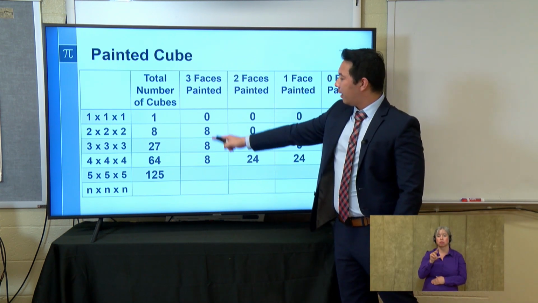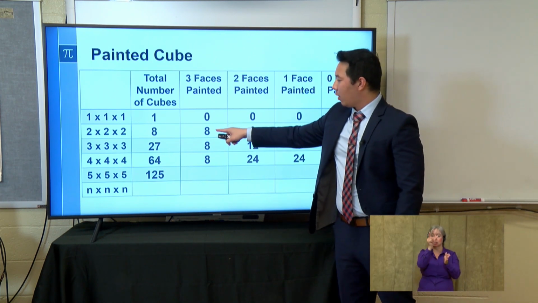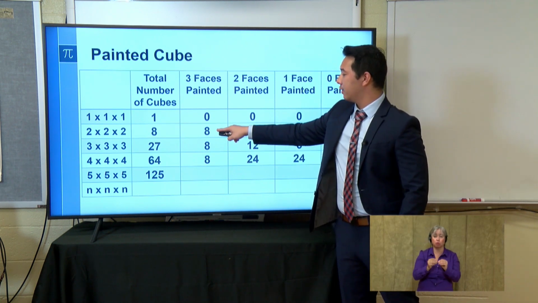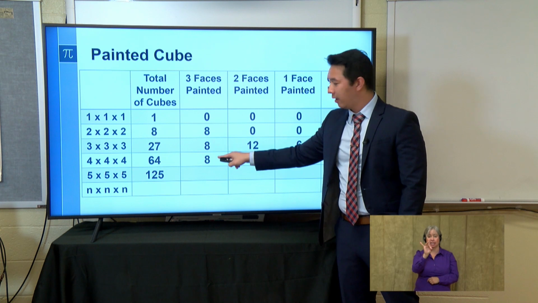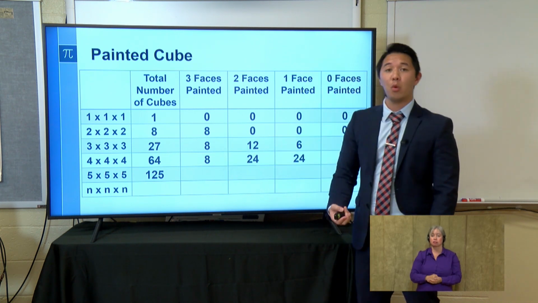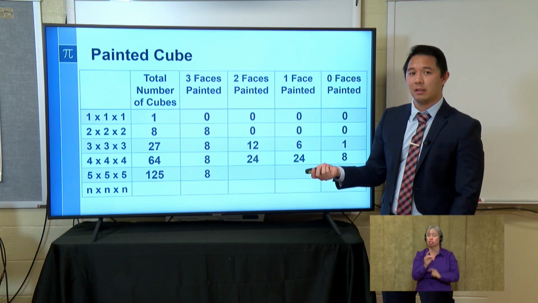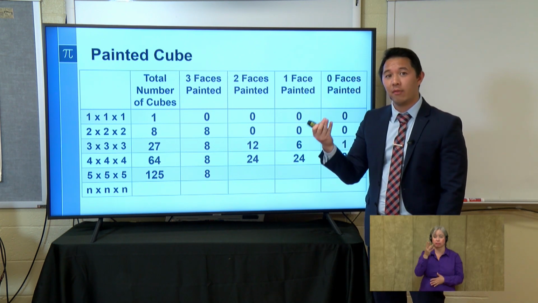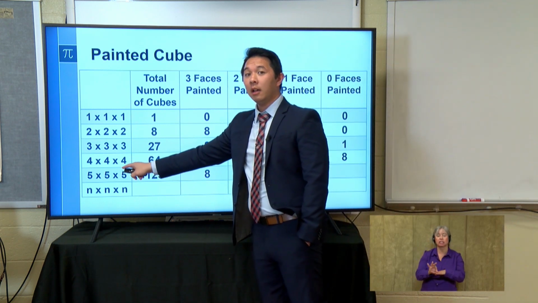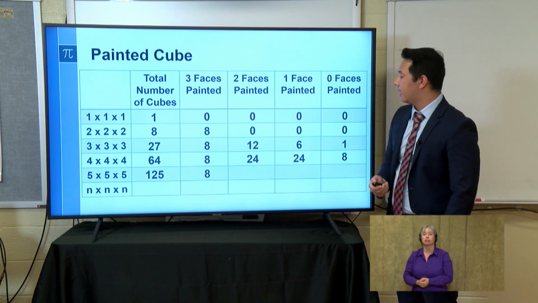And now if I'm looking at the situation where I have 3 faces painted, think about what these values are and think about whether or not they're changing. I'm looking at 8 here for my corners, 8 for the corners here. In the 5 by 5 by 5 case, the number of corners does not change. So the number of cubes that have 3 faces painted doesn't change. And I want you thinking about whether or not that fits our definition of a function. A unique input should give me a unique output. And we'll come back to that idea in just a second.